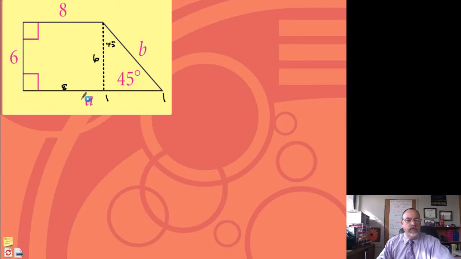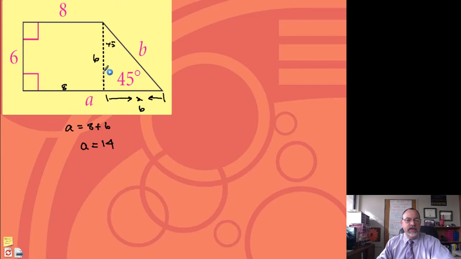So in order to find out A, I need to take 8 and add to it whatever this is here. So let's just call this X for right now, and let's figure out what that is. X is a side of a 45, 45, 90. We know in a 45, 45, 90 that the legs are the same length. So if this side of the triangle is 6, then this side must also be 6. So the length of A is going to be this side of the rectangle that was created, which is 8, plus the side of the triangle that I created, which is 6. So A is going to be equal to 14.